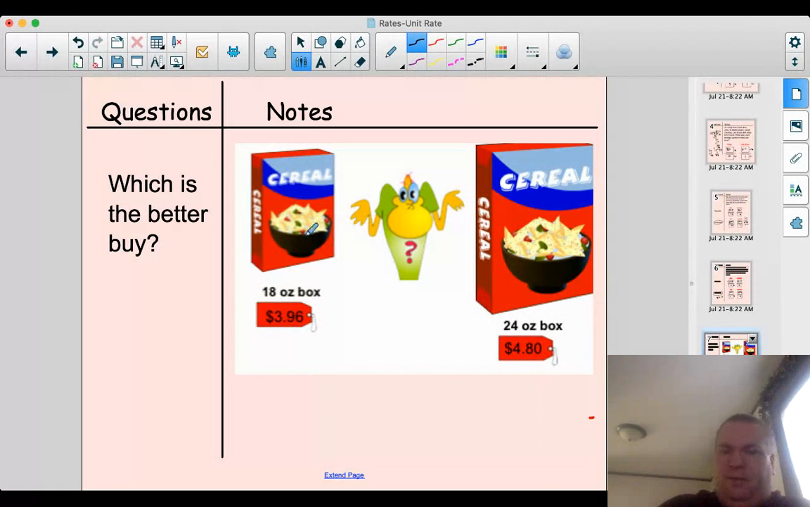All right. So I'm going to pause here and let you try to figure out which one you think is the better deal. Okay, an 18-ounce box of cereal for $3.96 or a 24-ounce box for $4.80. So you want to find the price per ounce and figure out which is the cheaper price per ounce. Okay, so take a minute to figure that out, and we'll continue on.